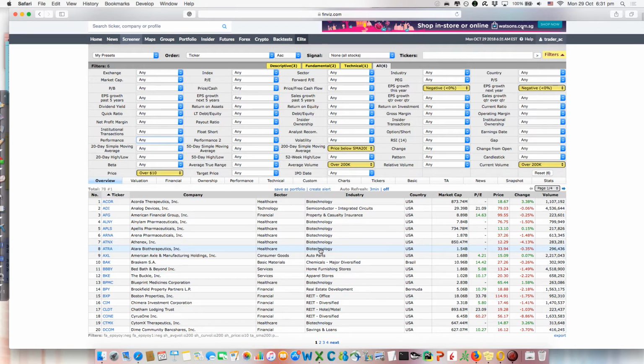And especially with short selling, the risk is unlimited, because the worst thing that can happen when you are long is that the price goes to zero. But in theory, for a short selling position, the price can go to infinity. It can go as high as possible. So your loss is technically unlimited.